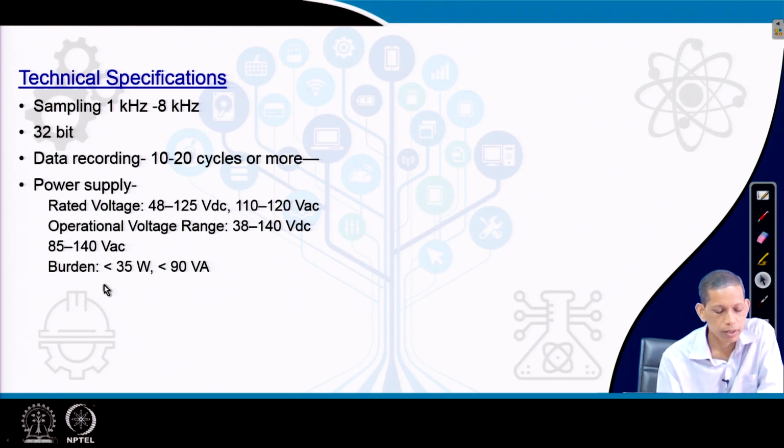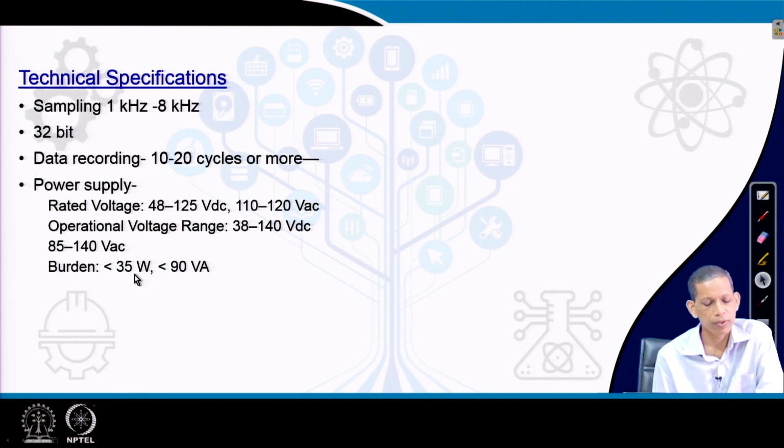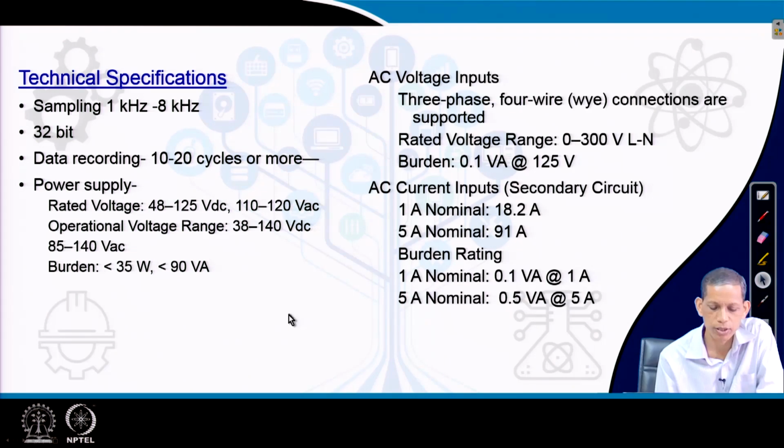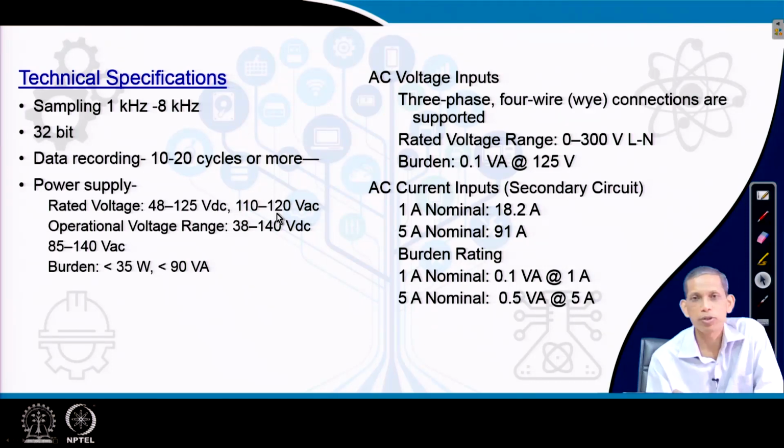Then the burden from the DC side is not only 35 watt, and for the AC side, it is less than 90 volt ampere from the voltage perspective. The AC voltage inputs which the relay can support, for this case, for example, 3 phase 4 wire input, and the rated voltage can be from 0 to 300 volt line to line.